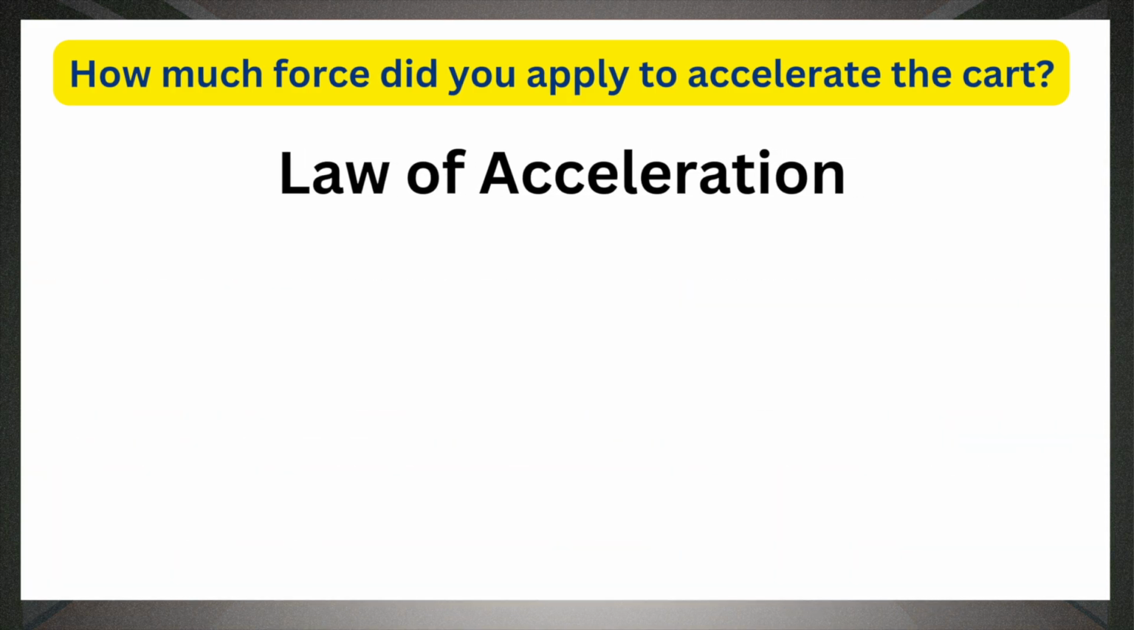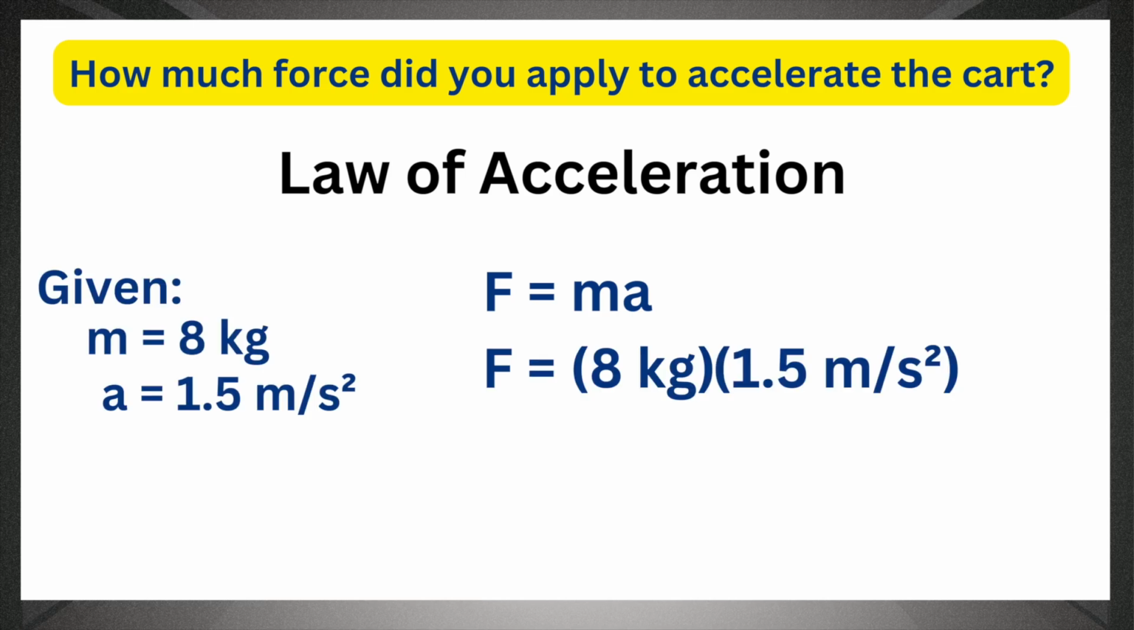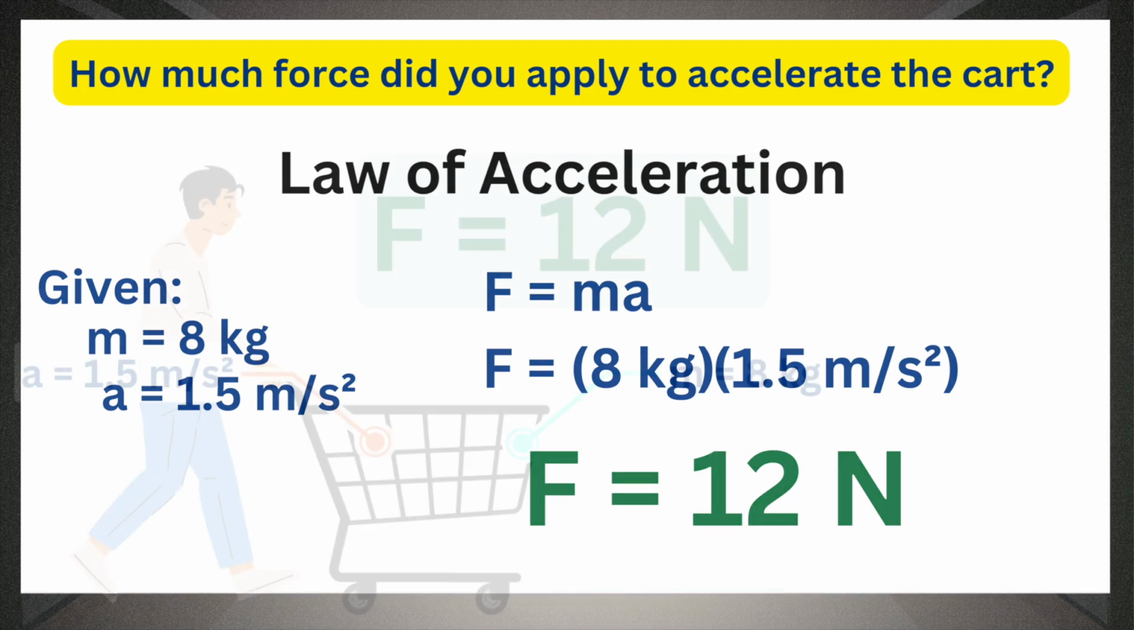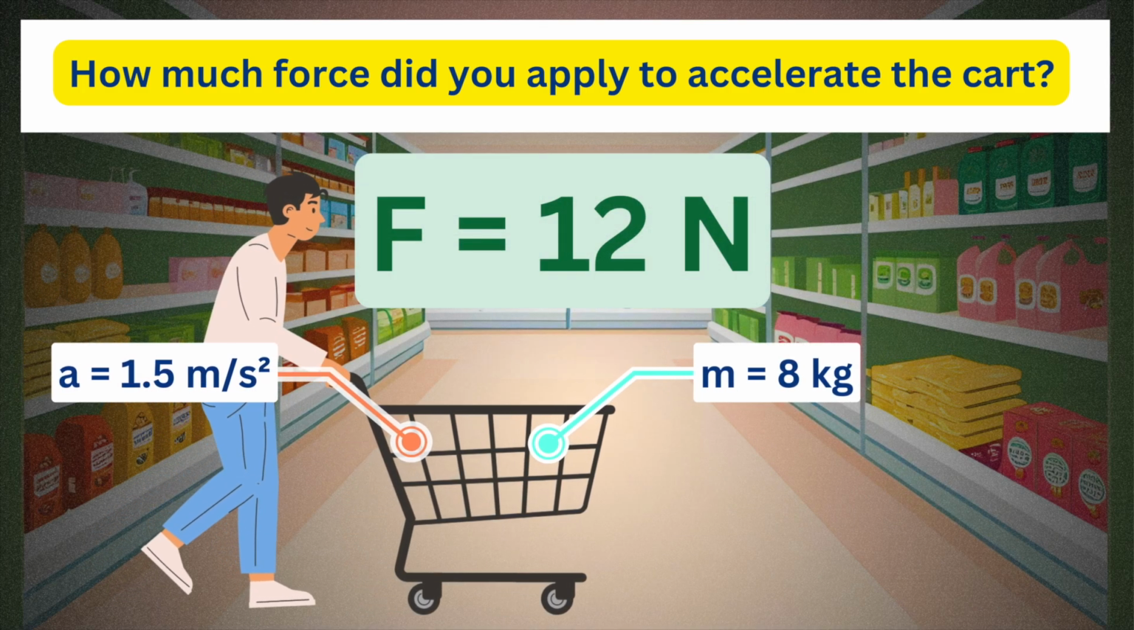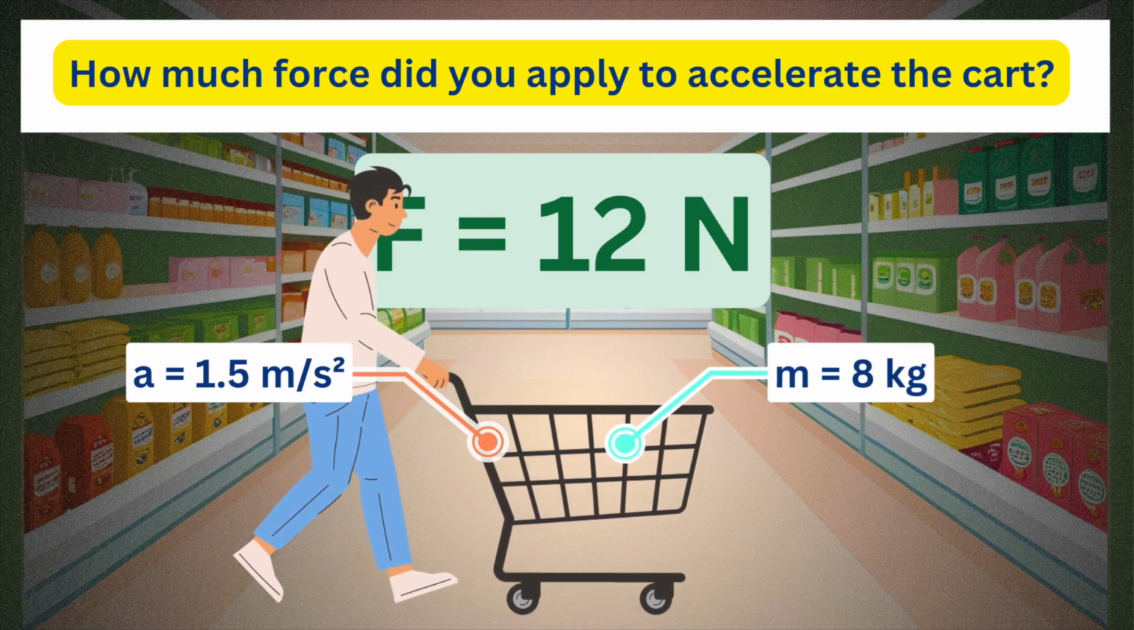Using Newton's second law, we can calculate the force you applied. So F = ma. Substituting the quantities, the mass is 8 kilograms times the acceleration, 1.5 meters per second squared. So, how much force? Yes, that's right, 12 newtons. That means you applied 12 newtons of force to get the empty cart moving.